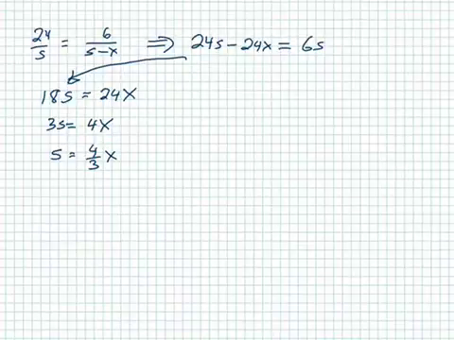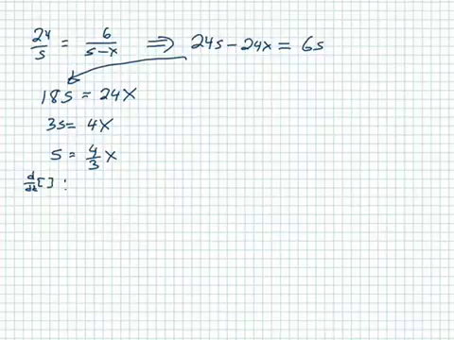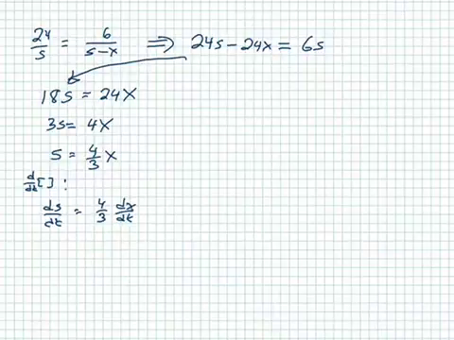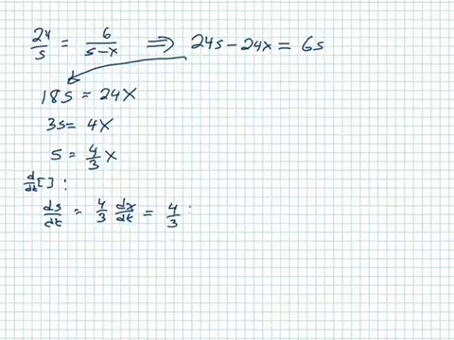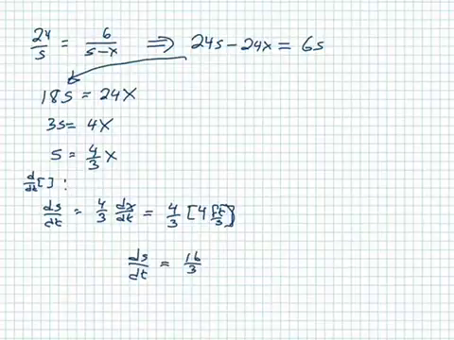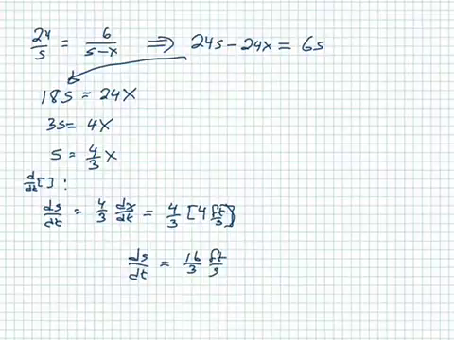Now I'm going to differentiate both sides with respect to time in order to get my rates. If I do that, I get ds/dt is equal to 4/3 times 1 times dx/dt. The last thing I need to do is put in my rate for dx/dt, which is 4 feet per second, so 4/3 times 4 feet per second. And so the rate that the tip of the shadow is moving, ds/dt, is equal to 16/3 feet per second.